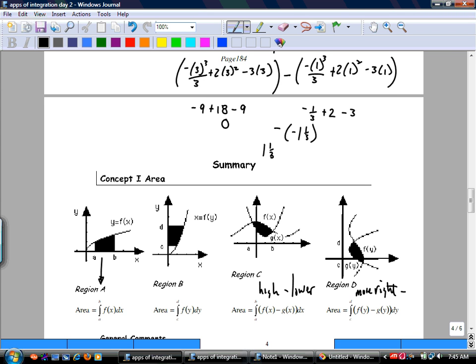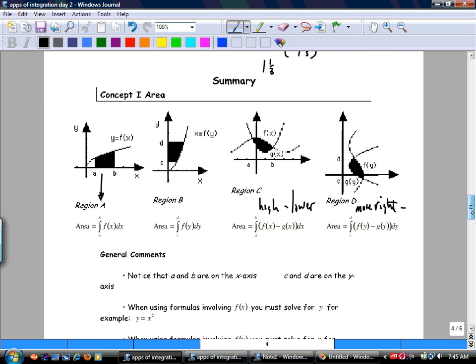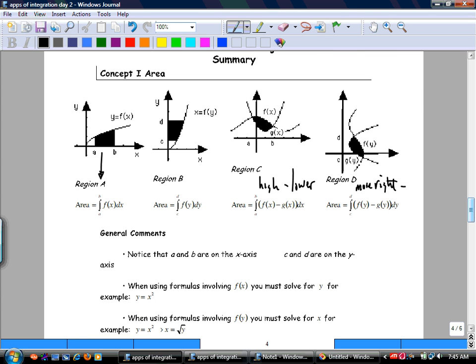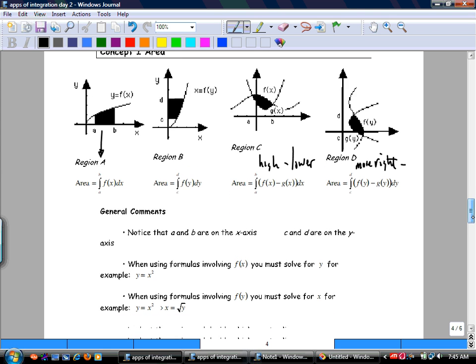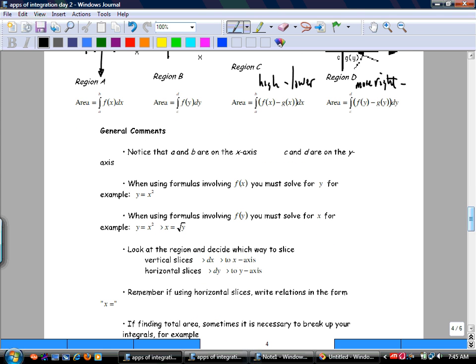General comments. Notice that A and B are on the x-axis and C and D are on the y-axis. When using formulas involving f of x, you must solve for y. When using formulas involving f of y, you must solve for x. So you gotta watch out. Look at the region and decide which way to slice. Vertical slices are dx, or to the x-axis. Horizontal slices are dy, or to the y-axis. Remember, if using horizontal slices, write relations in the form x equals.